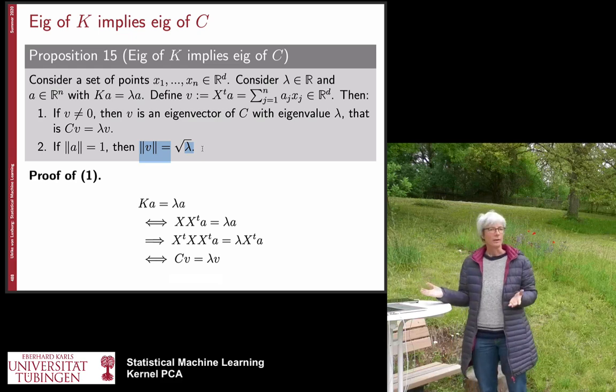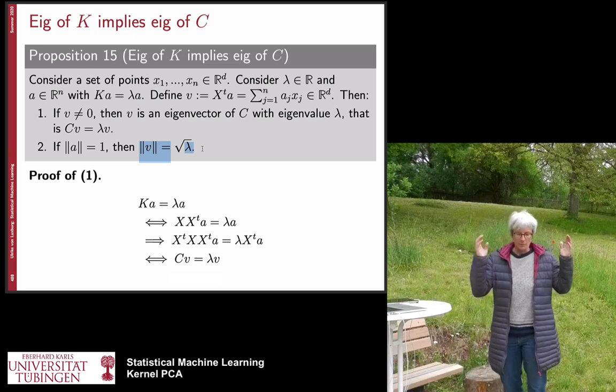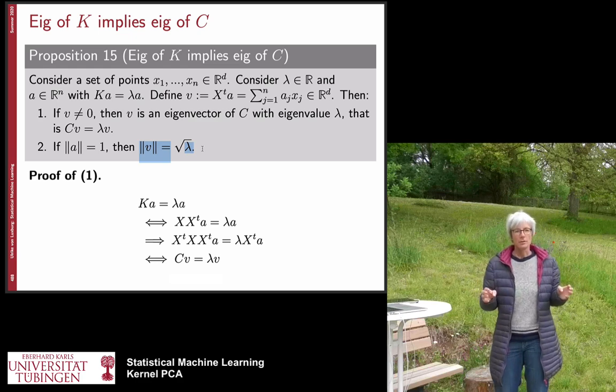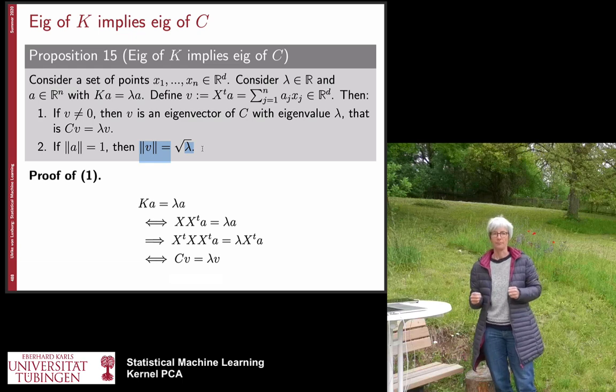So this is a surprisingly simple proposition. And what it says on a high level is that if we start with eigenvectors of the kernel matrix, we get eigenvectors of the covariance matrix by this mechanism.